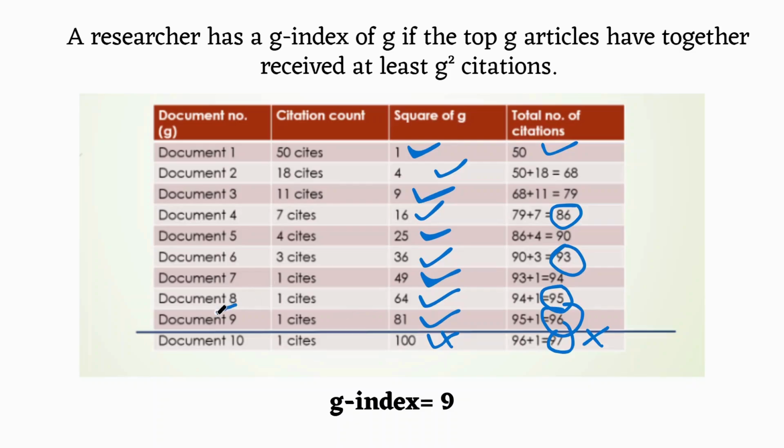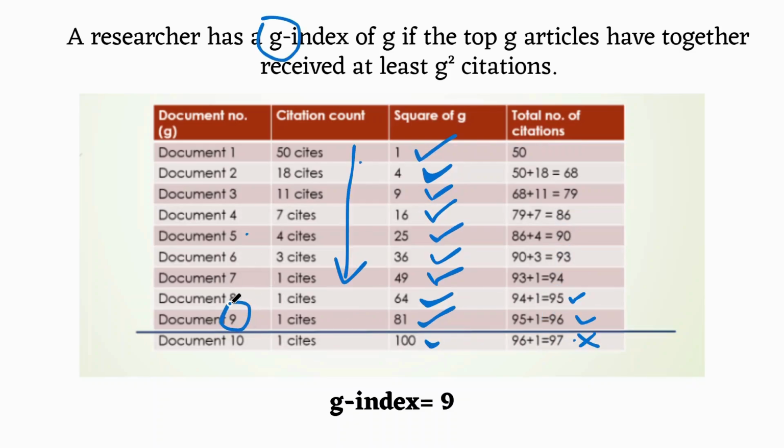That means the G index is 9. So now let us replace this G with 9. So a researcher has G index of 9 if top 9 articles have together received at least 9 square citations. Is it correct? So top 9 articles have together received at least 9 square citations. So at least 81 citations. So here it is 96. That means the G index is 9.